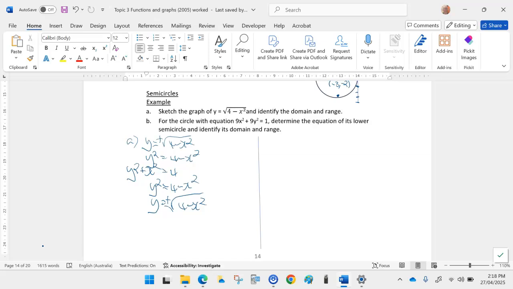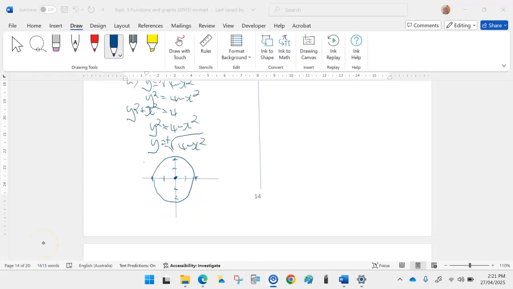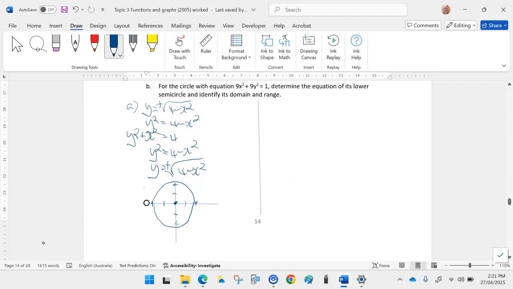But if you just wanted to graph y is equal to plus the square root of 4 minus x squared and identify its domain and range, it would look something like this. So this is my very best attempt at drawing a circle with center 0, 0 and a radius of 2. And it looks like this. Except we don't want a circle, we want a semicircle. We want just the top version, which will be y is equal to plus the square root of 4 minus x squared.